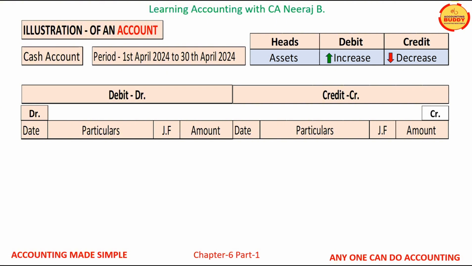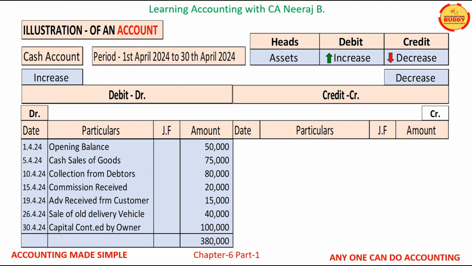As a result of a business transaction, if the assets increase, the asset account is debited, and if the assets decrease, the asset account is credited. Therefore, all the business transactions which will increase the cash balance are recorded on the left hand side of the cash account, or in other words are recorded on the debit side of a cash account.